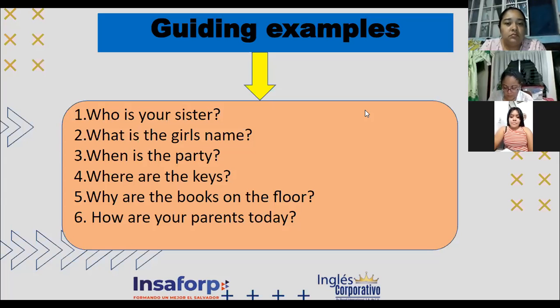Pero si yo quiero mencionar la fecha completa, mi cumpleaños es el 23 de junio. My birthday is on June 23rd. Si yo menciono fechas completas, ocupo on. Si solo ocupo el mes, in. ¿Ok? Thank you, Israel. Está muy bien.